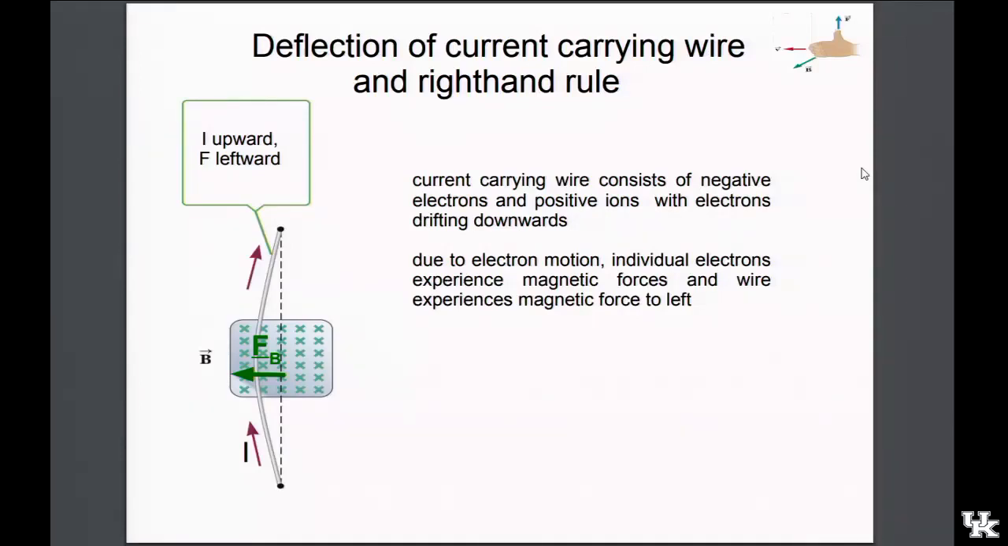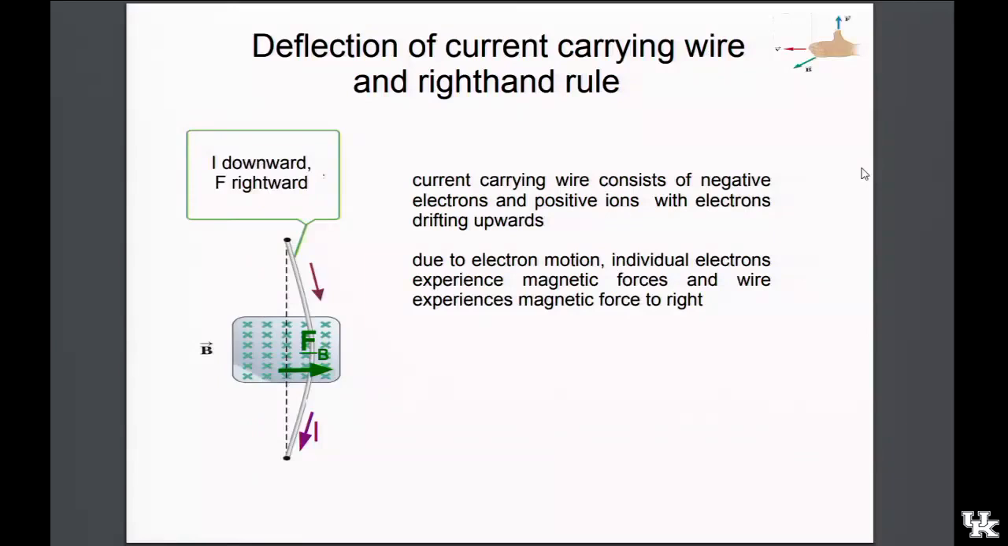The current overall, of course, experiences the same force towards the left because it is simply that collection of electrons. Here's the case if we reverse the current. So if we reverse the current, it was going up, now a current going down. We're also reversing the direction of the electrons. They were going down, and now they're going up the wire.